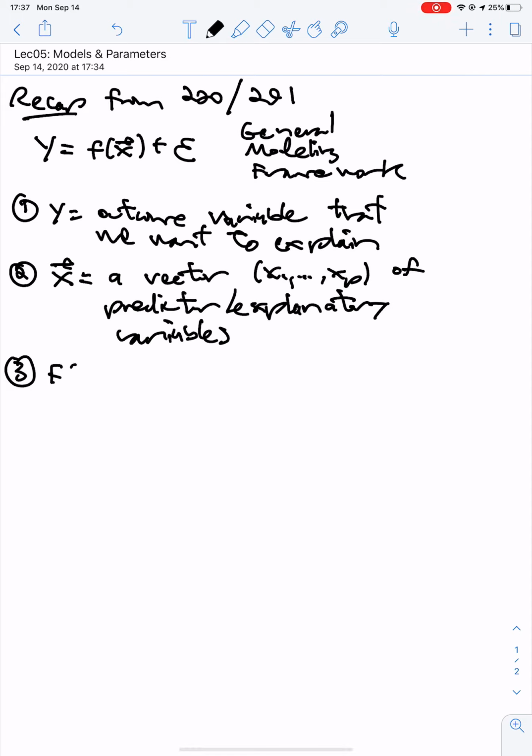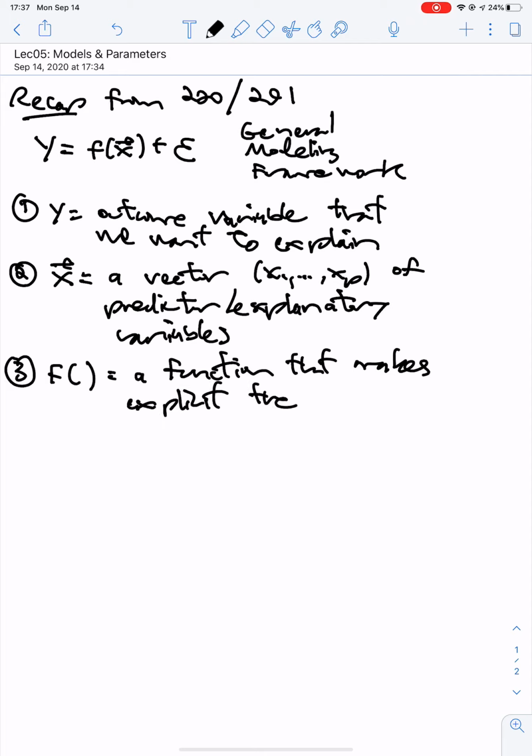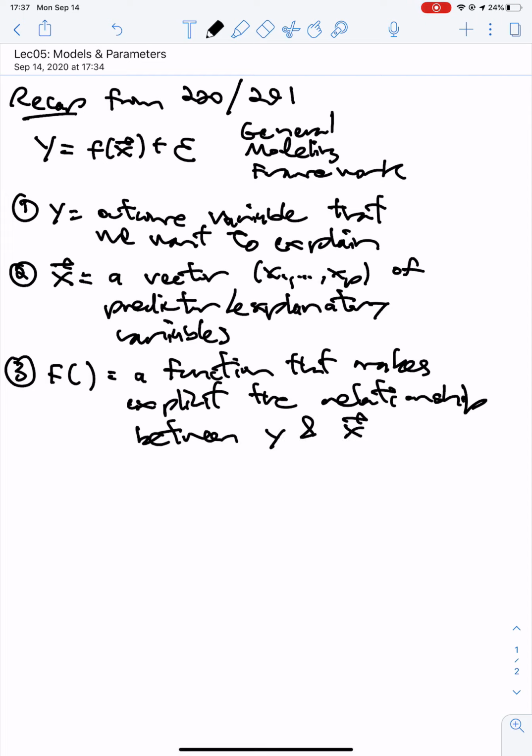3, f is a function that makes explicit the relationship between y and x. Last but not least, we have 4, epsilon, and that is some notion of error. Now, you've seen this in your regression class often as residuals.